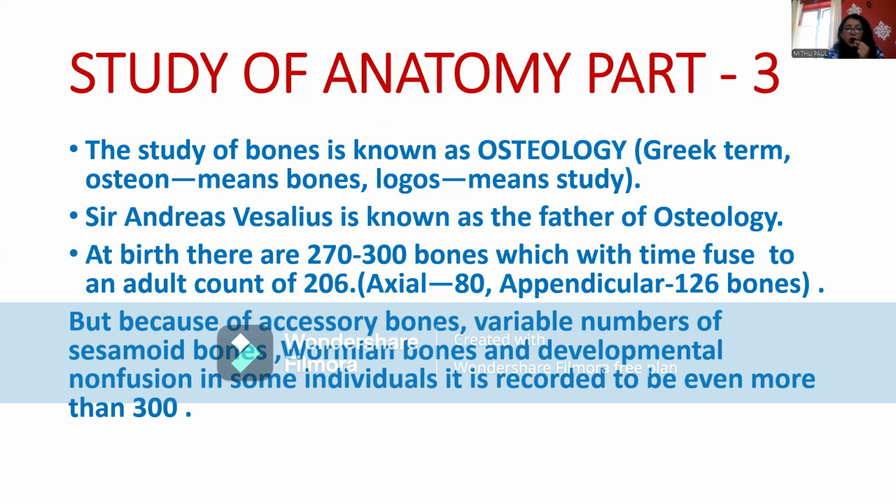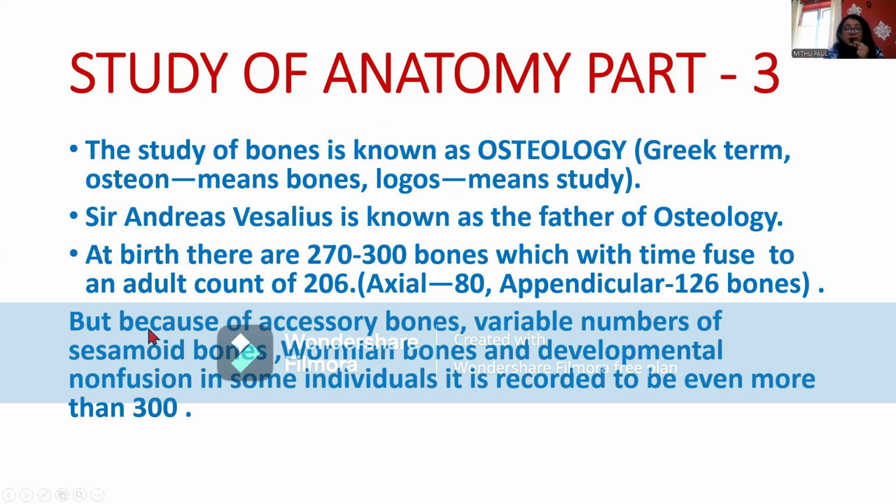206 bones, of which some are distributed along the axis of our body, known as the axial skeleton, having 80 bones altogether, and the appendicular skeleton, which lies in the extremities. As I've said, the upper extremity is the superior extremity or the upper limb, and the inferior extremity is the lower limb. The bones present in those limbs together in your whole body count approximately 126.